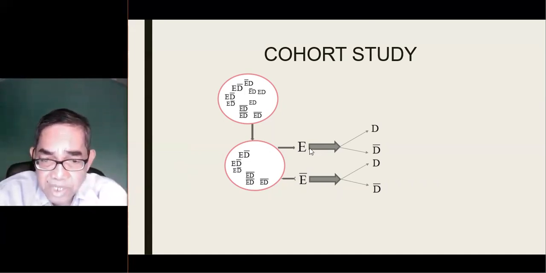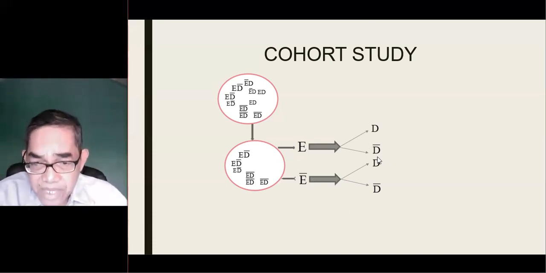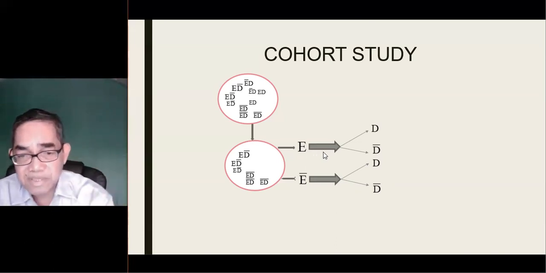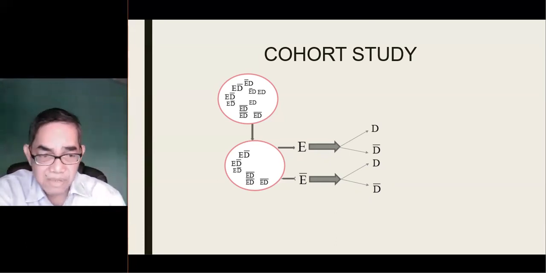Look at the arrow. You follow them up. Among the exposed, how many of them will develop the disease, and how many of them won't develop it? And among the unexposed, you follow them up again for a period of time and then look into who will develop and who won't develop the disease. So this is a cohort study. You will note that the direction is towards the right, meaning there is a follow-up.